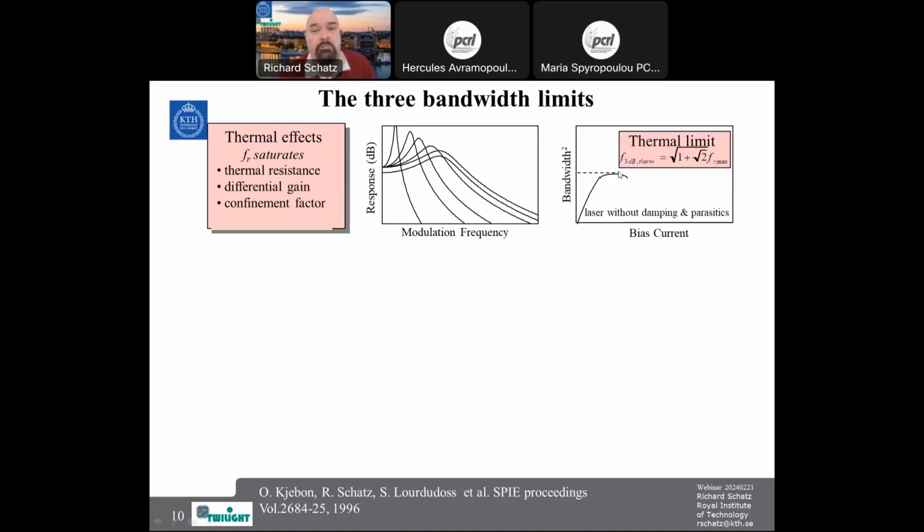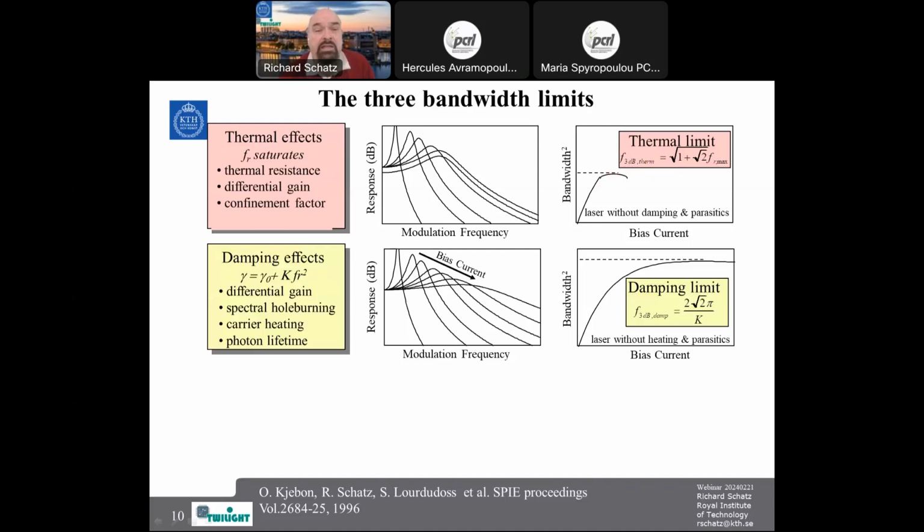If you just know the maximum resonance frequency, you can calculate the 3 dB bandwidth of your laser, if it was only limited by thermal effects. Then instead, if you have perfect cooling of your laser, you can see what the bandwidth would be if you could improve the cooling. That would be the damping limit, and the damping limit is given by the K factor here, how fast the damping increases with resonance frequency squared. That will also give a maximum bandwidth of your device, a bandwidth which is normally higher than the thermal limit.